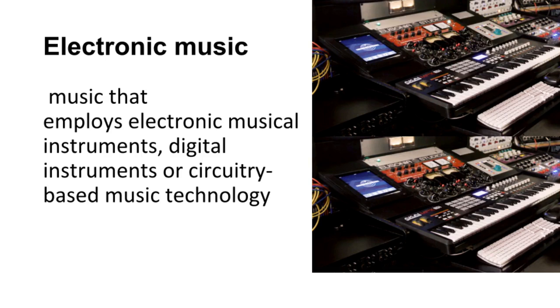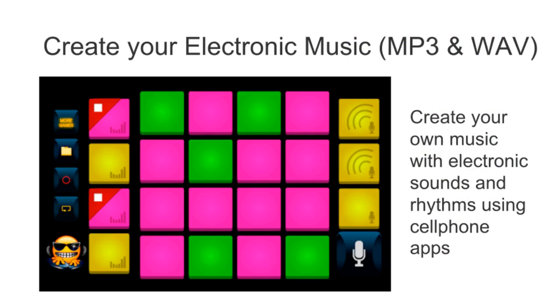Pure electronic instruments do not have vibrating strings, hammers or other sound-producing mechanisms. Devices such as the theremin, synthesizer and computer can produce electronic sounds. Create your electronic music (MP3 and WAV). Create your own music with electronic sounds and rhythms.